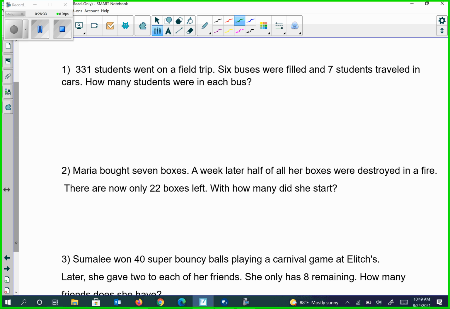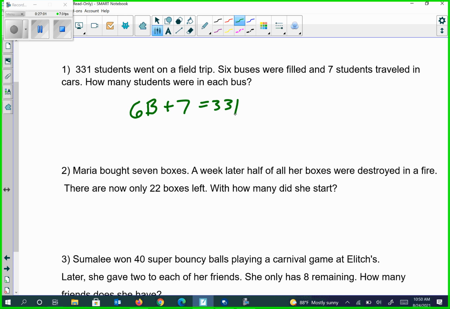Okay. How many students were in each bus? Okay, hang on. 6 buses. So I'm going to go 6B for buses. Is that okay? And then it says 7 students also traveled in cars. I don't know if all 7 were in a car, but there were 7 students that happened to be in a car. So between my buses and my car, I had something like that equals 331.